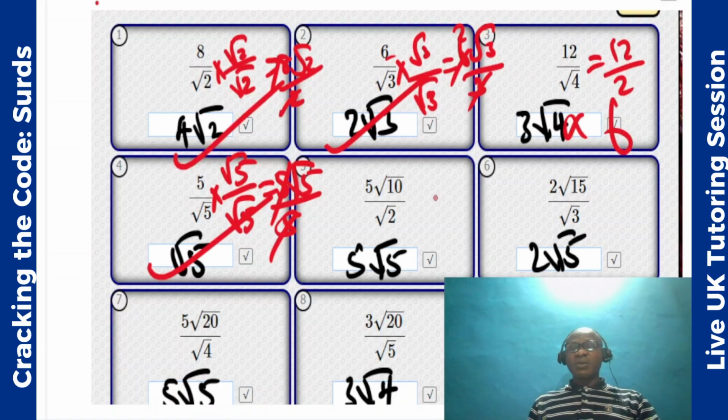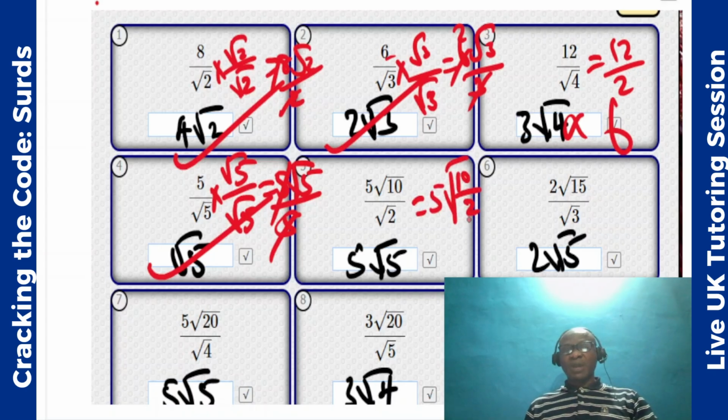In this one, look at what you're going to do. Just do 5, use 1 square root, divide 10 by 2, because both of them comes with a square root. So 2 will divide 10 to give you 5. So 5 root 5 is correct.